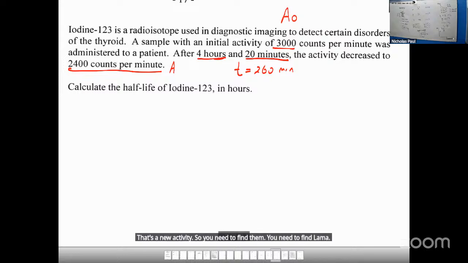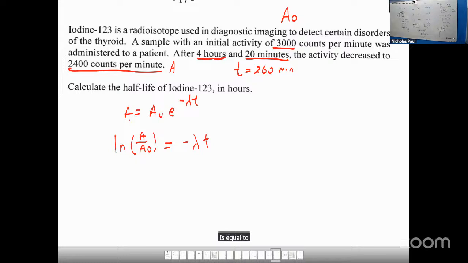So there are two ways you can do it. Well, one main way, because we don't know lambda. We're going to use A is equal to A naught e to the minus lambda t. Remember, non-math people, I gave you this yesterday: ln A over A naught is equal to minus lambda t. So for those who are not doing math, you can learn that.